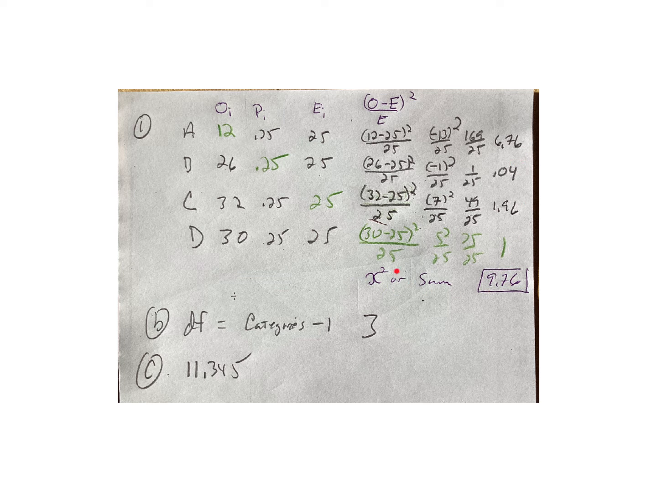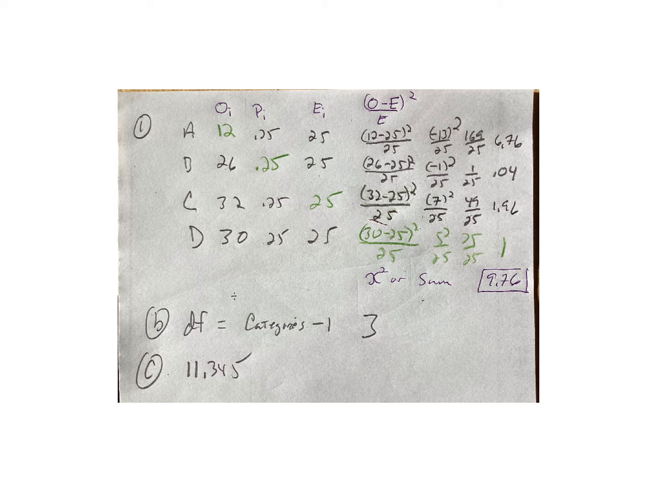Then to get the chi-square number, the bottom part of that table, you're going to add up all these squared residuals or squared errors, right? And that's the chi-square value. And then it asks for the number of degrees of freedom. Well, this is a one-way table. This is a goodness of fit. So you take the number of categories, subtract 1, and that's 3.